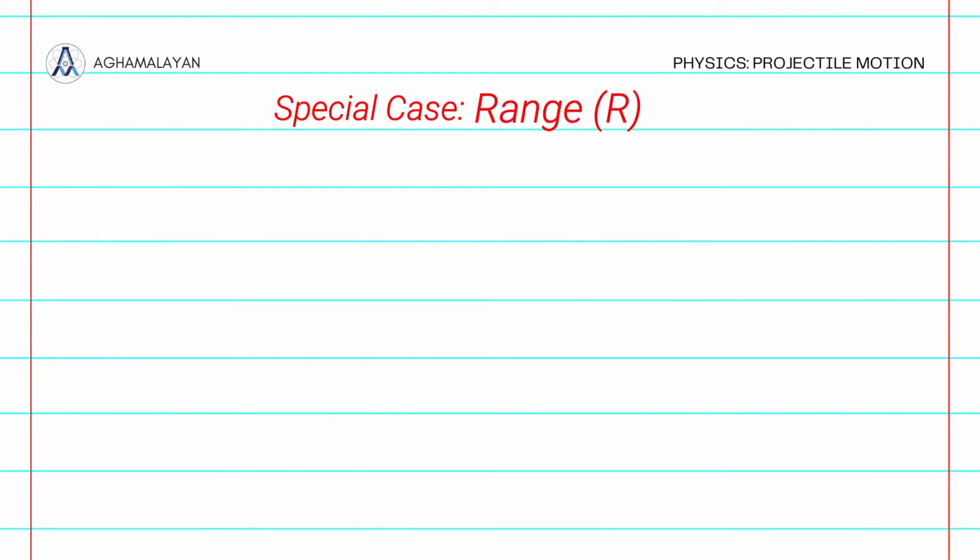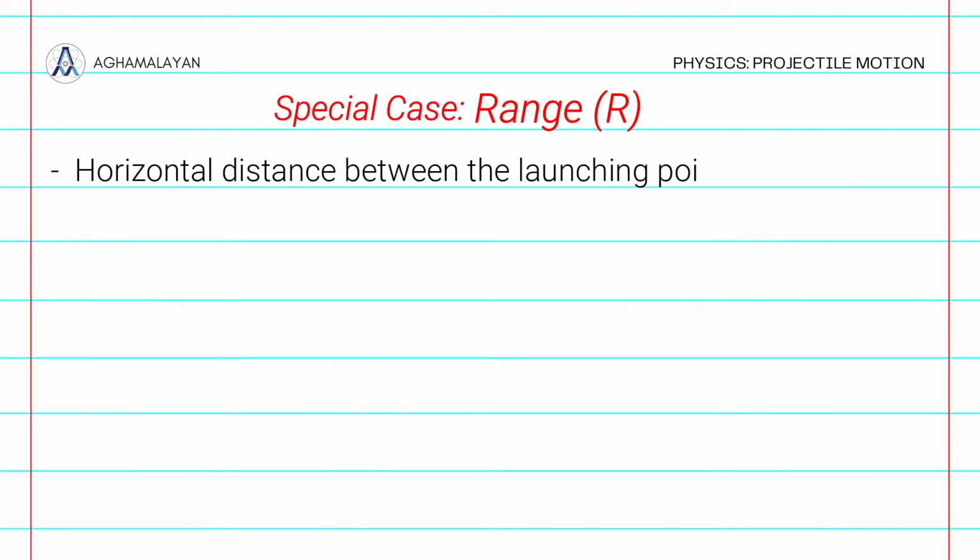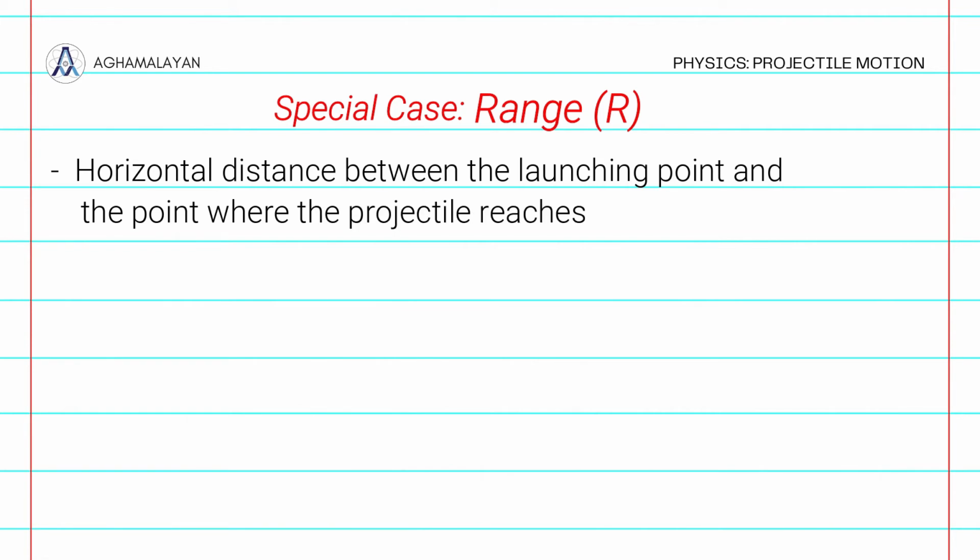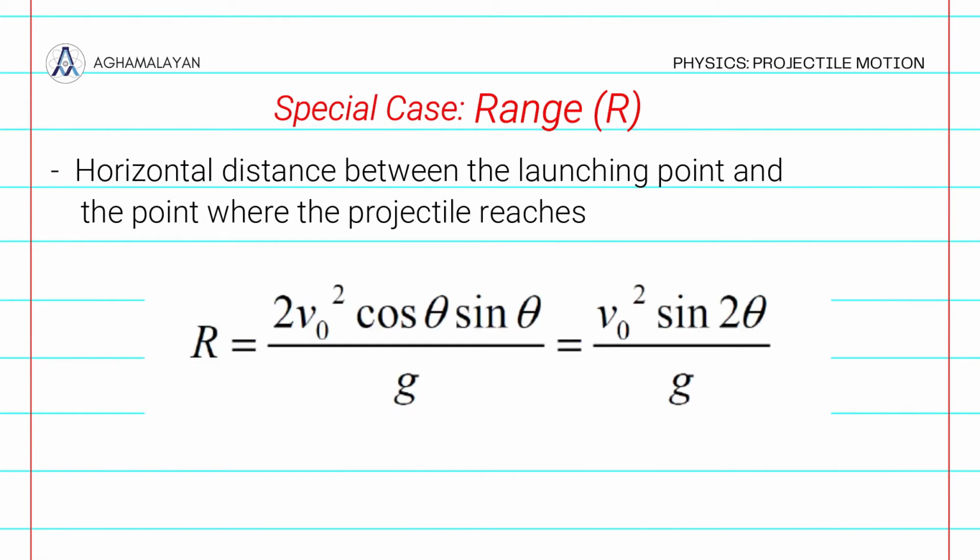For solving the range, by definition, it's the horizontal distance between the launching point and the point where the projectile lands. Again, horizontal distance. So the final answer must be in meters, hopefully. If you're following SI units, it's probably meters, the unit for range. So the formula for range would be v naught squared times sine 2 theta, okay, sine 2 theta, remember that, over g. So that's the formula for range.